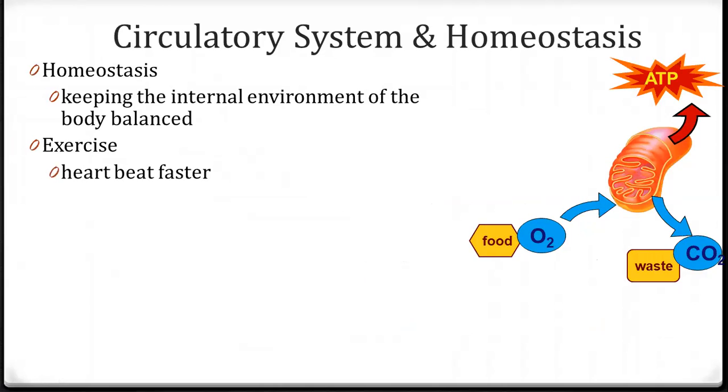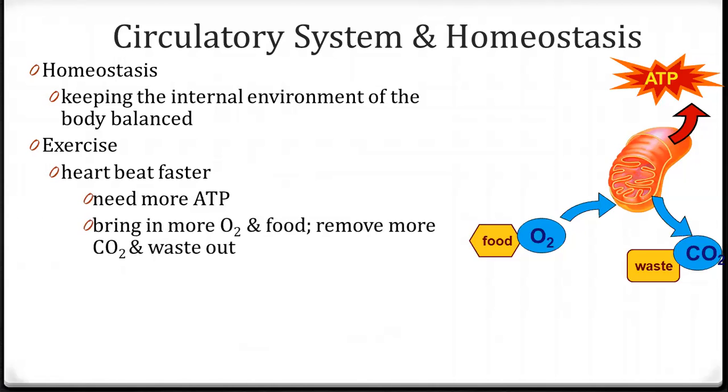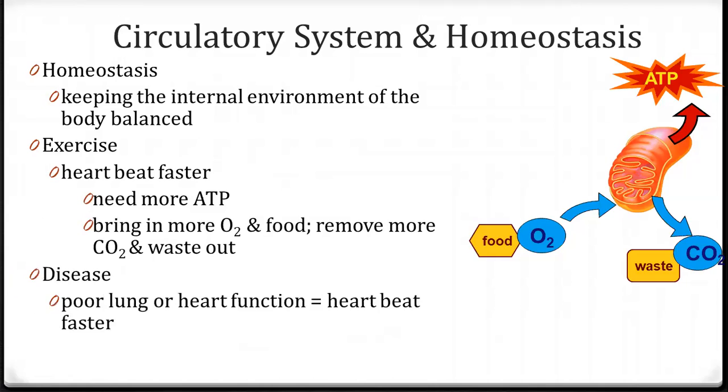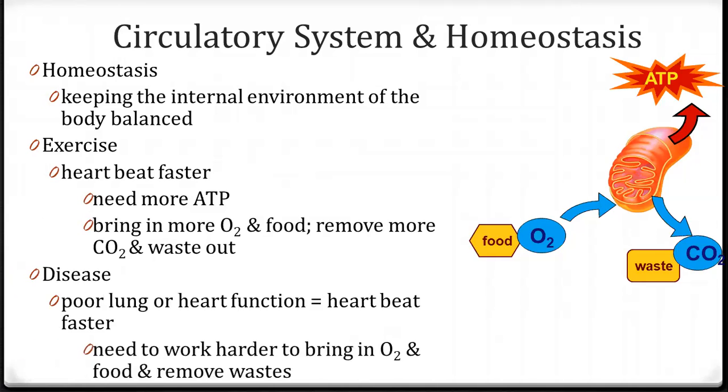So exercise helps your heart beat faster because you're going to need more ATP. It's going to bring oxygen and food around, and it's going to remove more carbon dioxide and waste. It helps with disease. So if you have poor lung or heart function, your heart's going to beat faster, again, to bring oxygen to your cells. So you need to work harder to bring oxygen and food to your cells and remove waste.